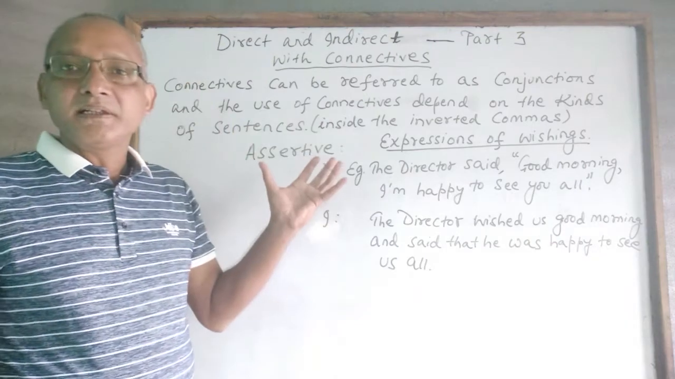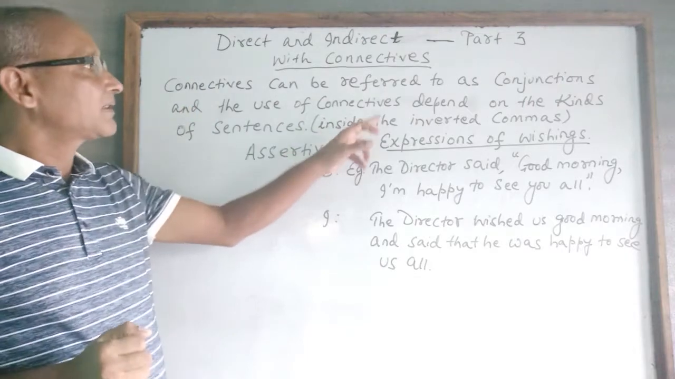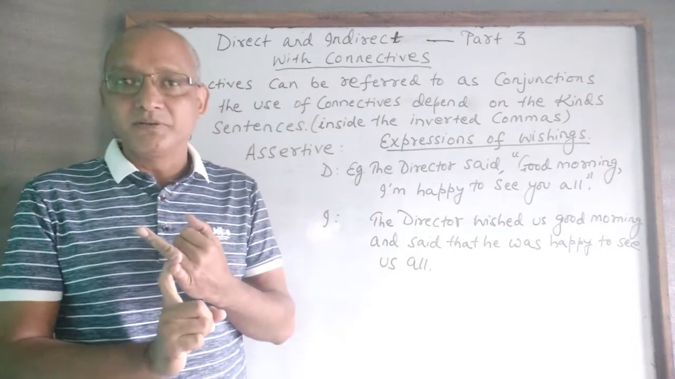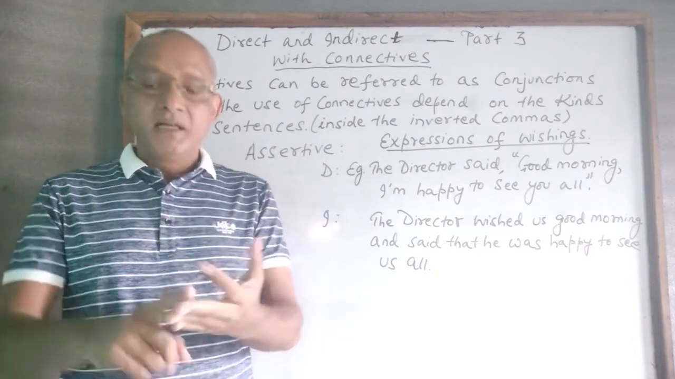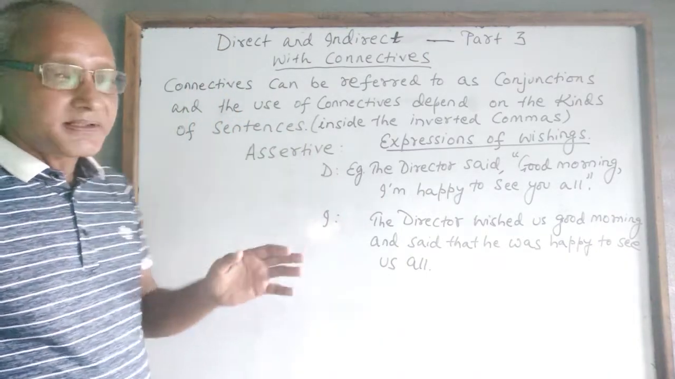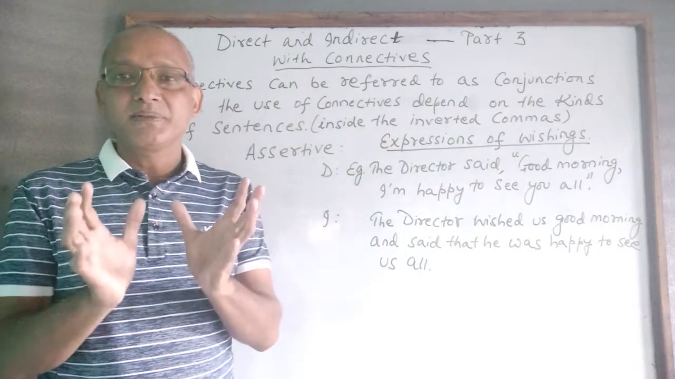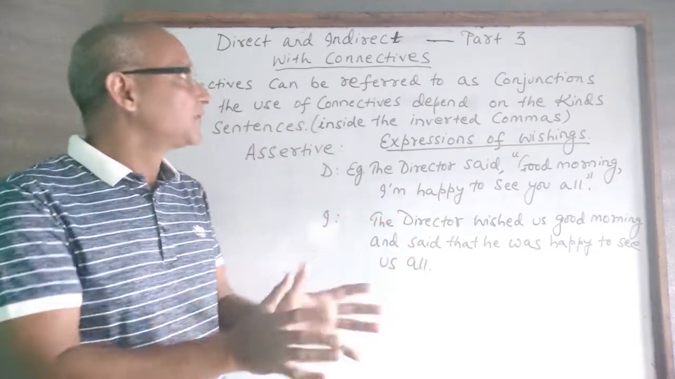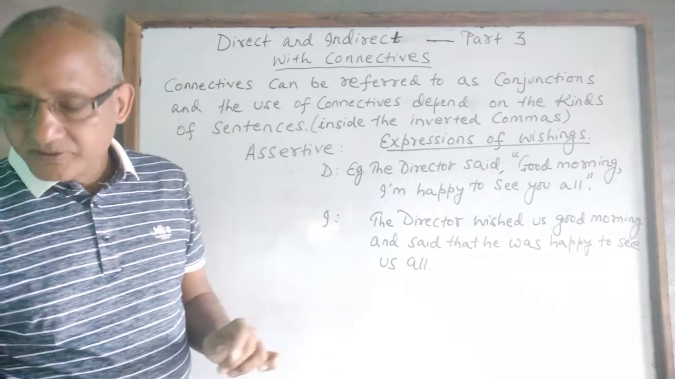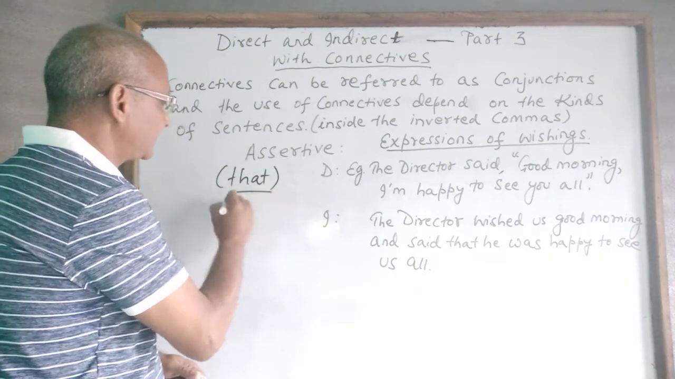In today's class, we will be dealing with the connectives and their use in direct and indirect speech. Connectives can be referred to as conjunctions. The use of these connectives depends on the kinds of sentences: affirmative, optative, exclamatory, interrogative. Whatever comes inside the inverted commas also should be converted into indirect form. So how do we do it? In assertive sentences, we usually connect it by that.